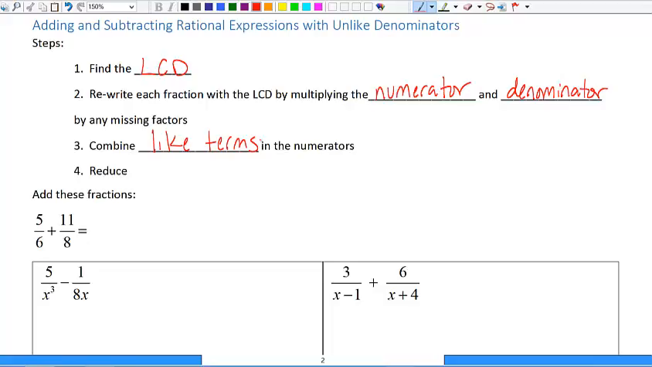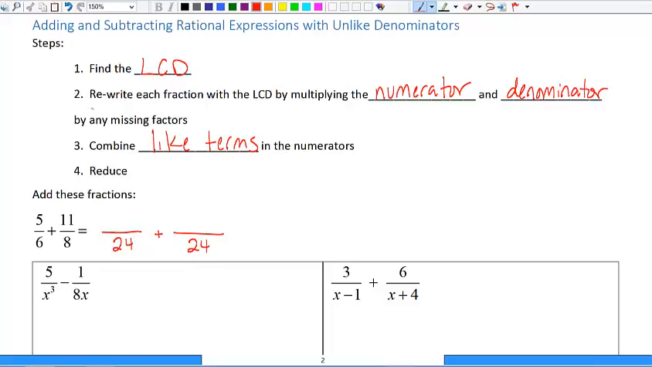So let's go back to adding 5/6 plus 11/8. I just want you to be able to add these two very simple fractions before we get to the polynomials. So we said earlier when we were finding LCDs that the least common denominator was 24. So I'm not going to go through that process again. This is the same problem we just had above. So step 1, find the LCD.